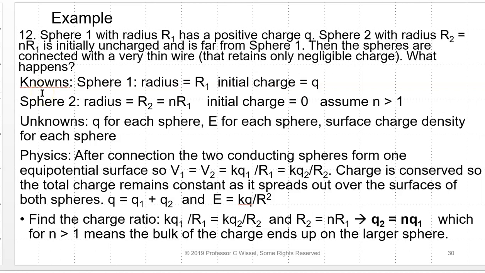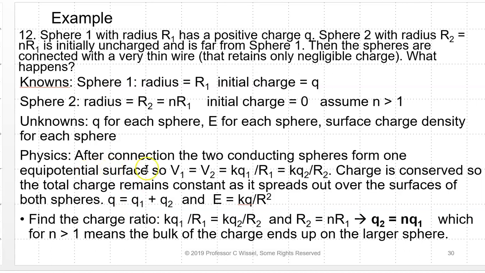Well, the first thing we do is write down the knowns and unknowns. Sphere 1 has a radius of r1, the initial charge is q. Sphere 2 has a radius of r2, and that radius equals n times r1. The initial charge is 0. We're going to assume that n is greater than 1. And we need to know q for each sphere, the E for each sphere, the surface charge density for each sphere.